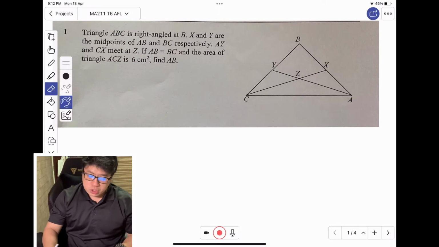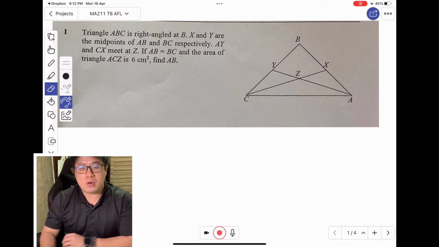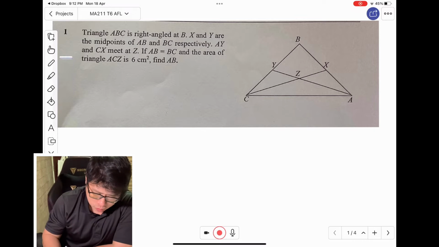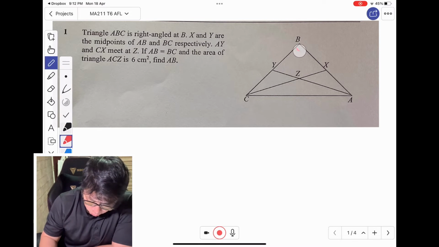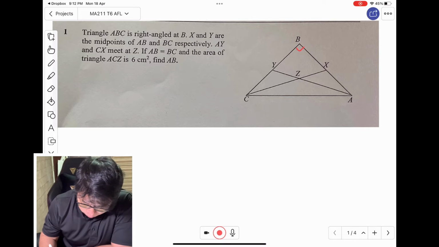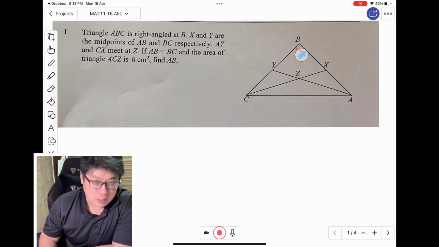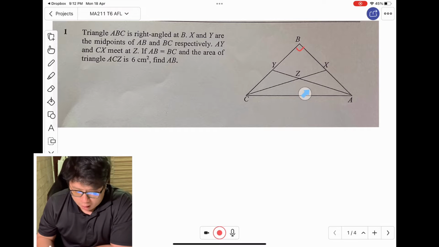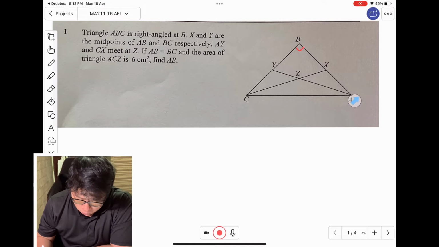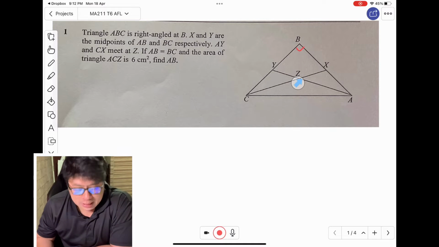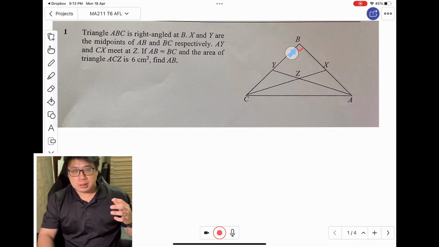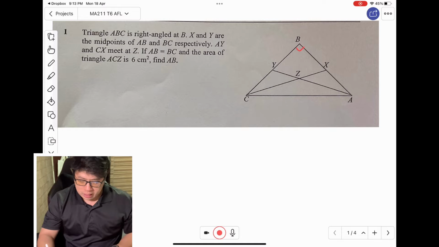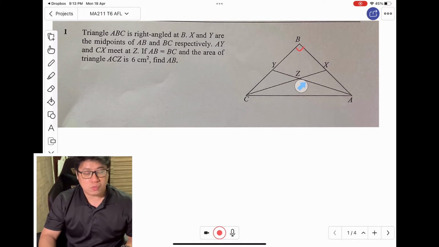Okay, so for this question, this is topic 6 AFL question 1. This triangle here is right angled at B. X and Y are the midpoints of AB and BC respectively. AY and CX meet at Z. If AB equals BC and the area of ACZ is equal to 6, then what we want to do is find what AB is.